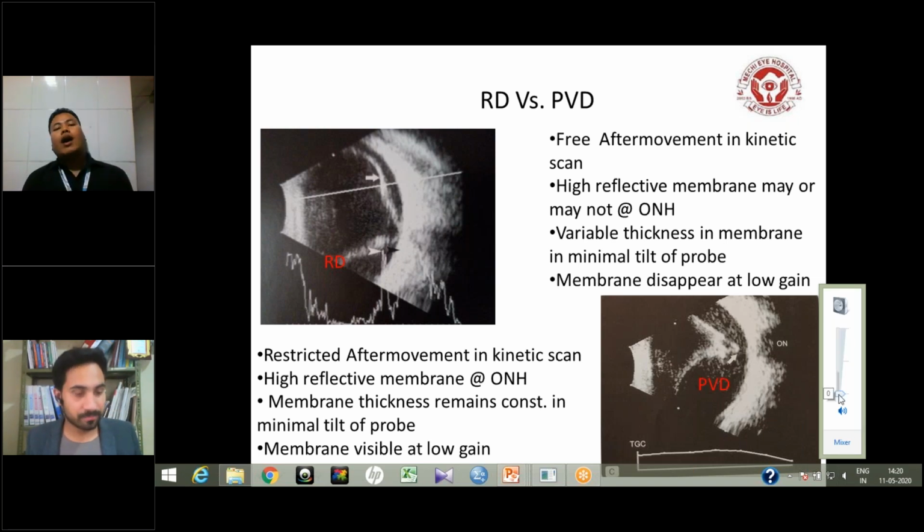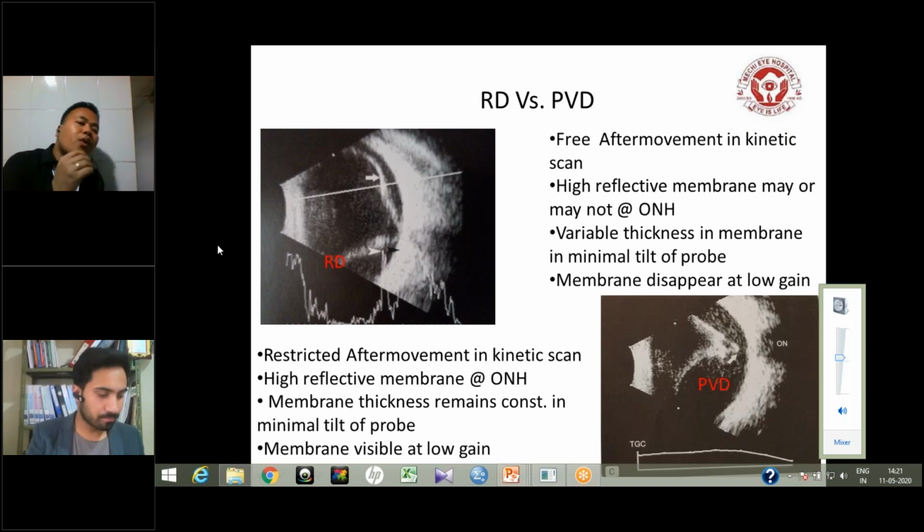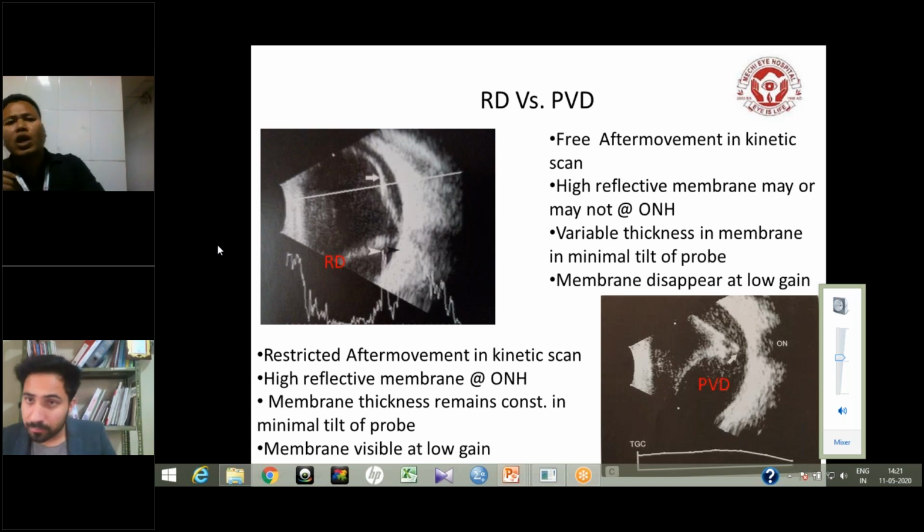In RD, funnel-shaped membranous echoes are attached at the center of the optic nerve head. But in PVD, there may or may not be attachment to the optic nerve head, and it may be in the peripheral parts of the optic nerve head also.